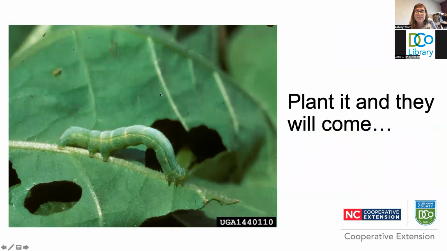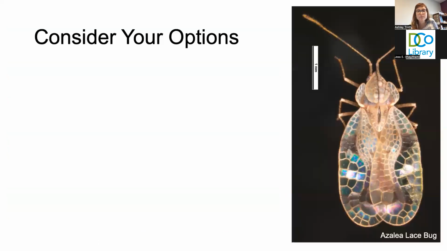So when it comes to insects, if you create a nice ecosystem, they will come, right? The good part about that is that if you create a nice spot, the pests will come, their predators will come, everybody will come, and what you want is balance. So always consider your options. This is an azalea lace bug. I think these are beautiful. They cause all sorts of stippling damage on azaleas, but they're absolutely beautiful little insects. And typically the damage that they cause is most prevalent on azaleas that are planted with too much sun. So it's a cultural problem first, right?